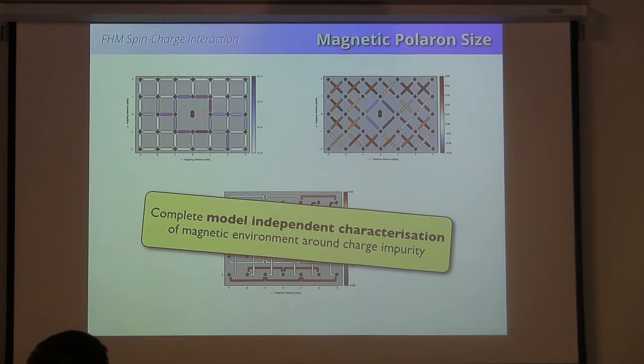We want to know how this hole interacts with the magnetic background, how it modifies the magnetic correlations around it, and if we put more and more holes, how these polarons maybe interact with each other. This is precisely what we want to know, and these are the tools we need to measure that, independent of any model in the system. Because in the end, what you have is just correlation functions that quantum mechanics predicts, right?